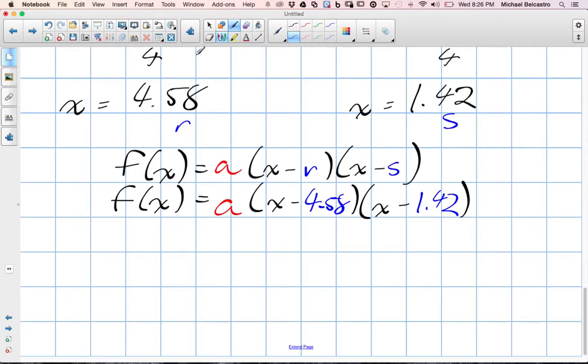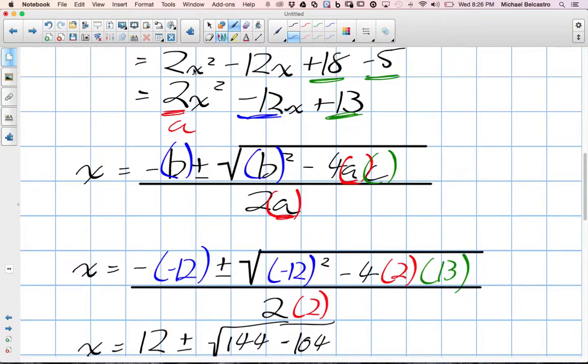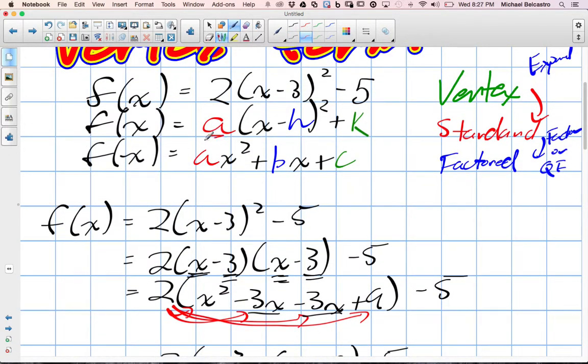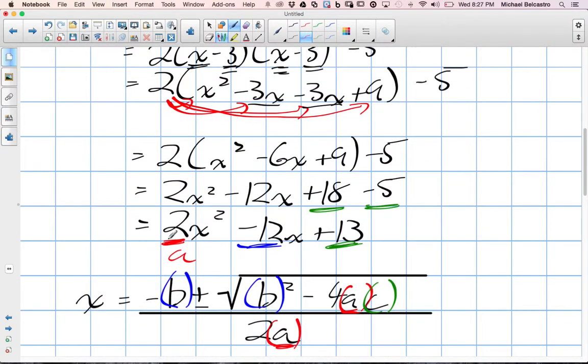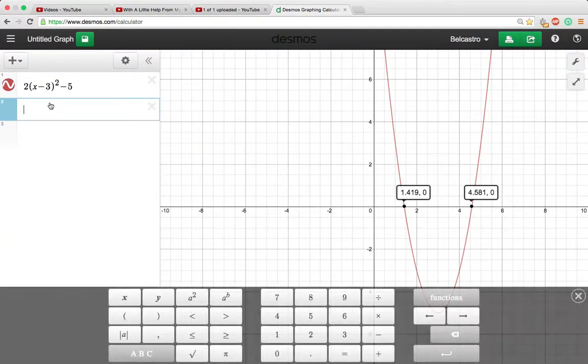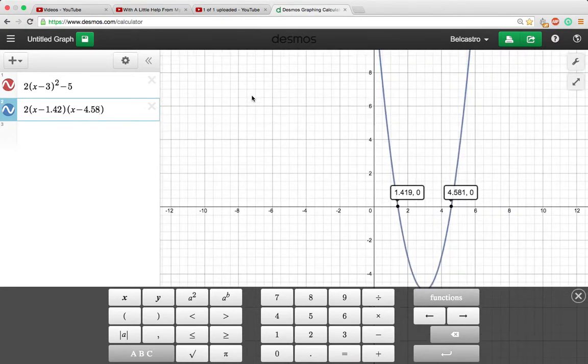And how do we find the a value? Remember? Go back up. Because a is the same in all 3 of these, okay, see how a was 2 here, a was 2 here, a is 2 here. So I'm going to erase this a and put the number 2. So we'll test this out. We'll go over here and we get 2 times x minus 1.42 and x minus 4.58, and look at that, we got exactly the same thing.